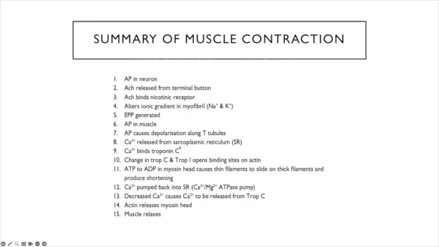This then causes calcium release from the sarcoplasmic reticulum. Calcium binds to troponin C. A change in troponin C, troponin I opens binding sites on actin. ATP and ADP in the myosin head cause thin filaments to slide on thick filaments, producing shortening. Calcium is pumped back into the sarcoplasmic reticulum. The decreased calcium causes calcium to be released from the troponin C, actin releases the myosin head and the muscle relaxes.